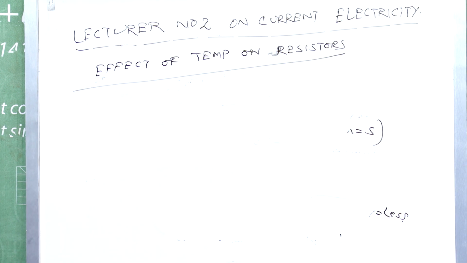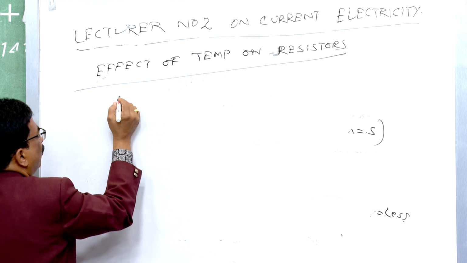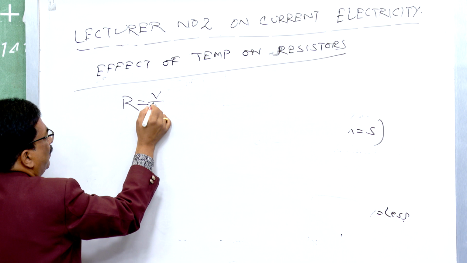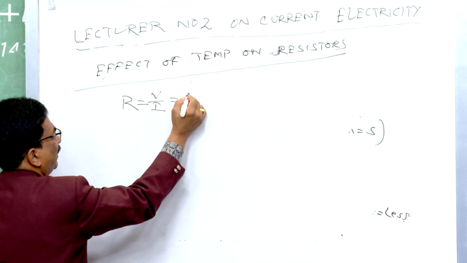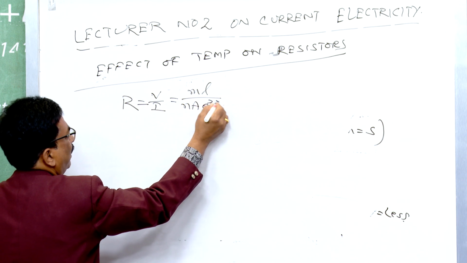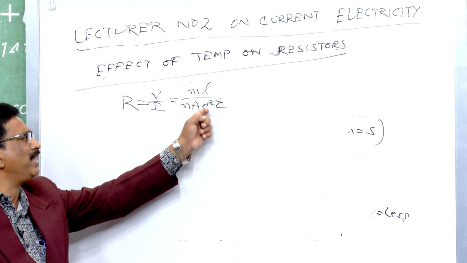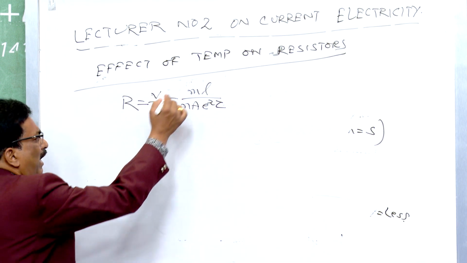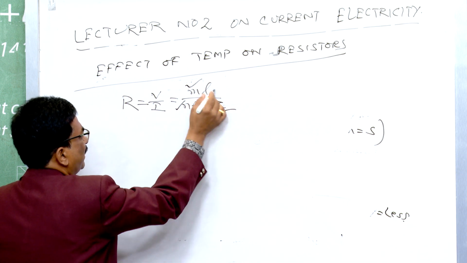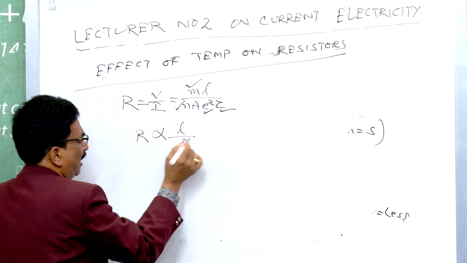Effect of temperature on the resistor. As we discussed in the earlier class, the resistance R is equal to V by I, and we have written R is equal to ml by n A e square tau. Here m, n, e, tau are constants, and therefore R is proportional to L and inversely proportional to A.